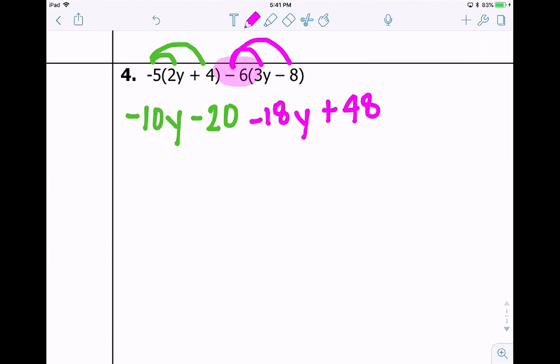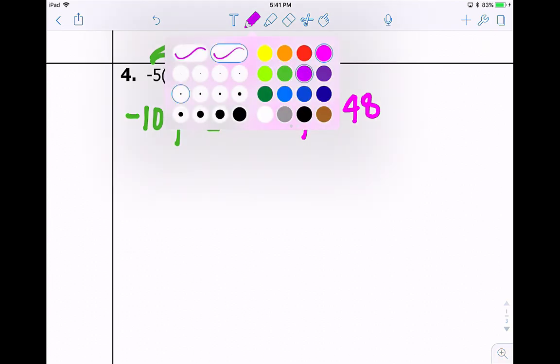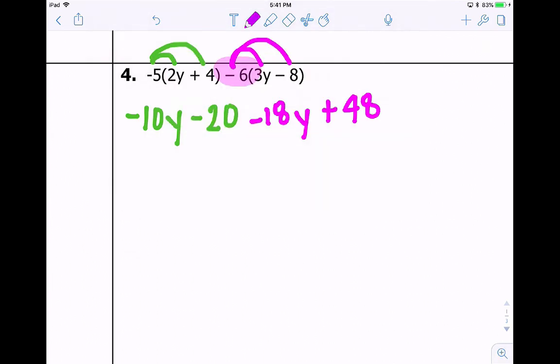And so now we go back to our combining like terms. So we're looking for things that go together, things that are alike that can go together. So I'll start with my variables. So I have a -10y. And then I have a -18y. Those both have a y. They're like terms, so I combine them. So we do the math. It says -10 minus 18. So let me say that again. That's negative 10 minus 18 is going to be negative 28y.